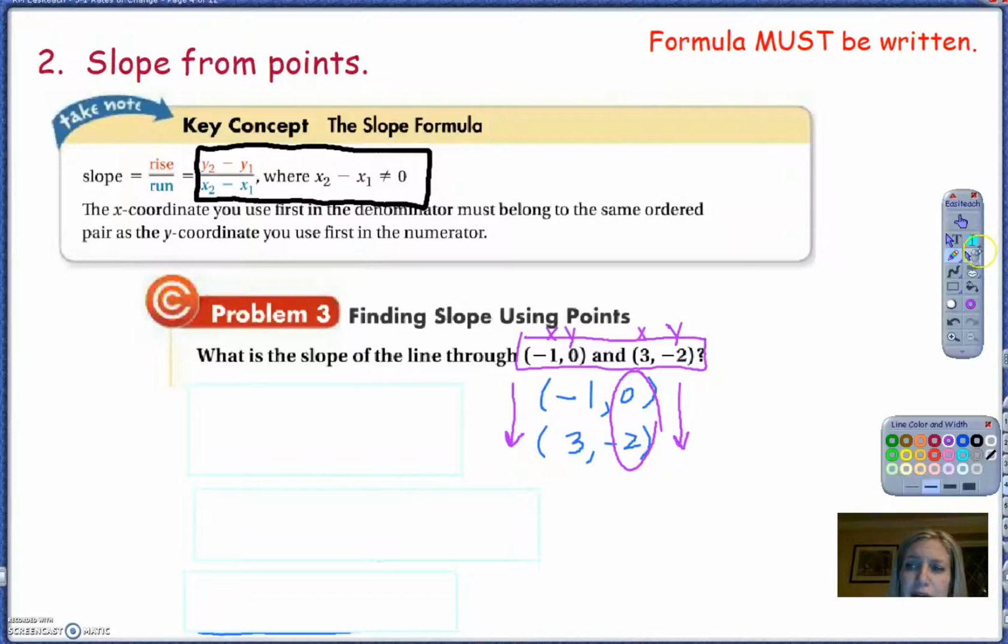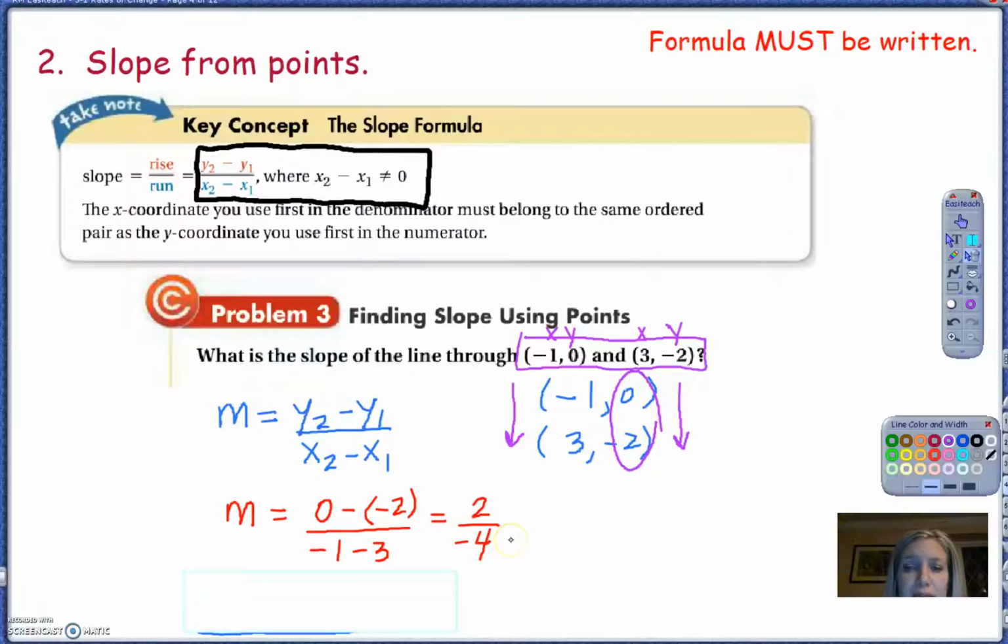So if I do 0 minus negative 2, actually, sorry, we should write the formula first. y2 minus y1 over x2 minus x1. Then we're going to plug it in. 0 minus negative 2. Then we're going to write our y values. Oh, grab a different color. Negative 1 minus 3. Remember, this means plus. 0 plus 2 is 2. Negative 1 minus 3 is negative 4. I should simplify that. You should not leave that fraction. And you can simplify it to a negative a half.